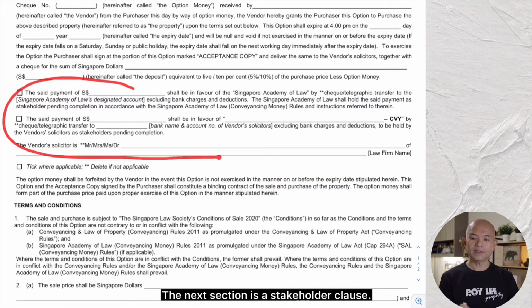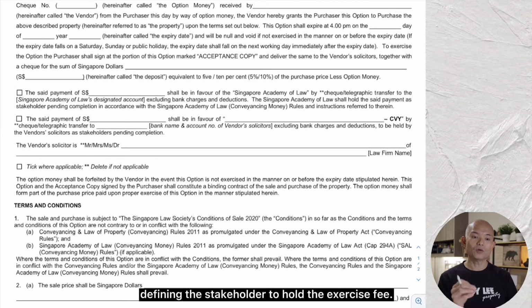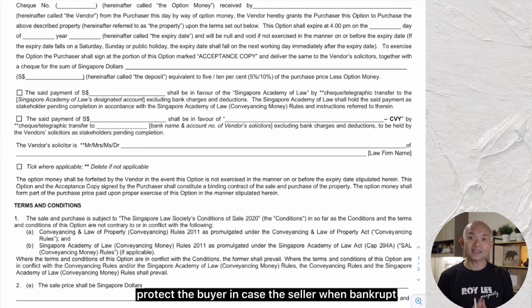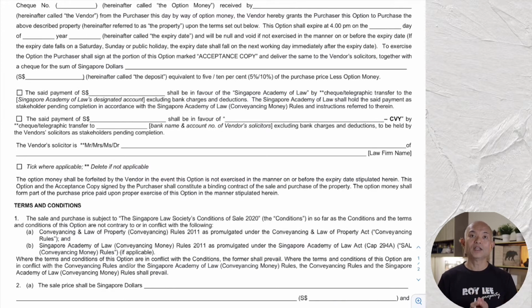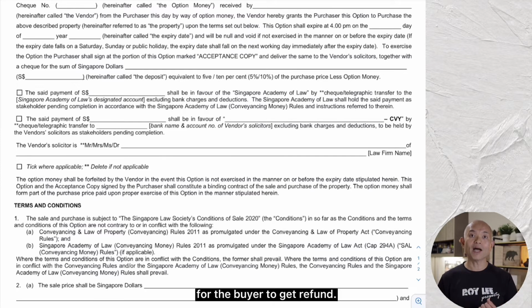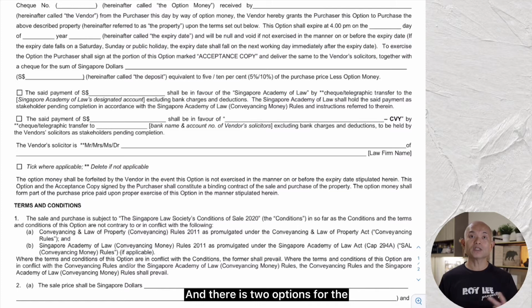The next section is a stakeholder clause. It's about defining the stakeholder to hold the exercise fee. And why do we need to do this? It is to protect the buyer in case the seller goes bankrupt or the whole transaction cannot complete due to legal reasons. So at least having it in a stakeholder account makes it easy for the buyer to get a refund. This is the main reason why we have this over here, and there are two options for the sellers to choose.